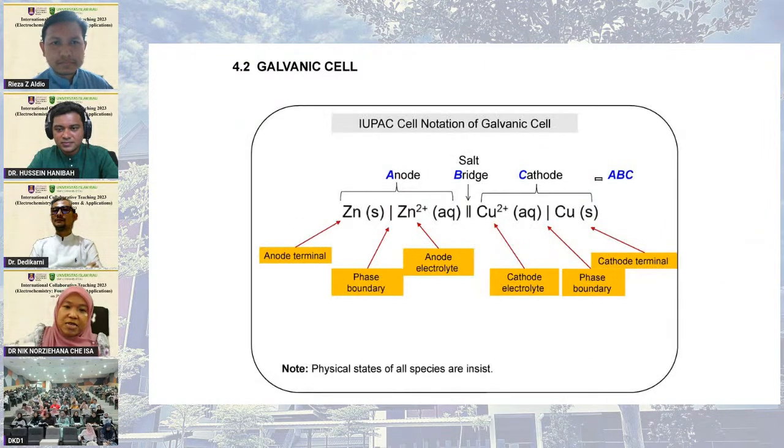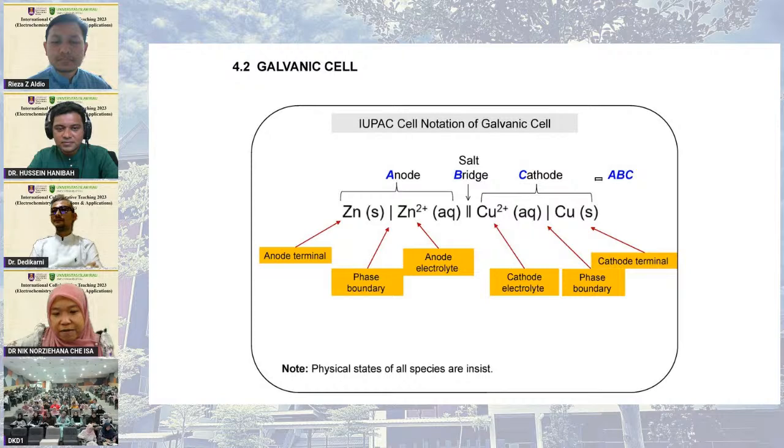Okay, so basically this is the IUPAC cell notation for the galvanic cell. We also use A, B, C here. A represents the anode, B the salt bridge, and C the cathode. Alright? And it is important here to include all the physical states in the cell notation, right? So look at here, okay?